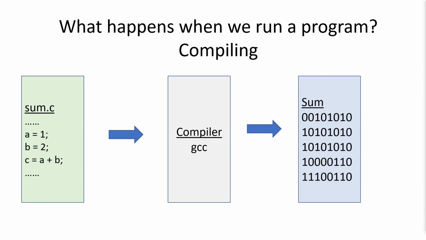And the first step is we compile that. We've got our source code over here on the left in the green, where we're writing in C. That goes to the compiler. We're using GCC for this course, and that produces a binary executable.